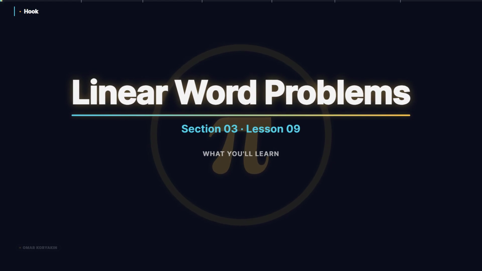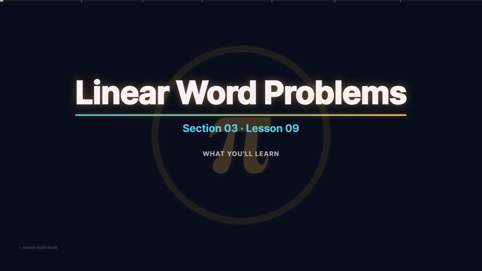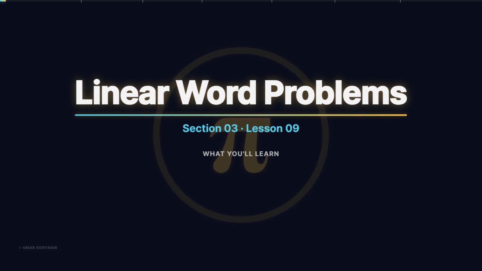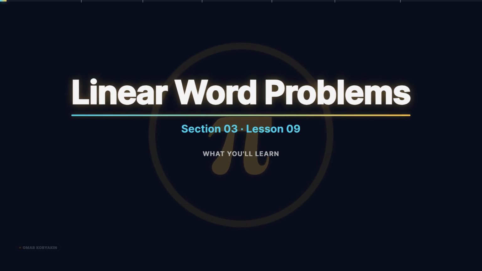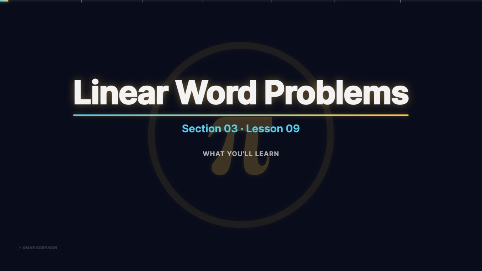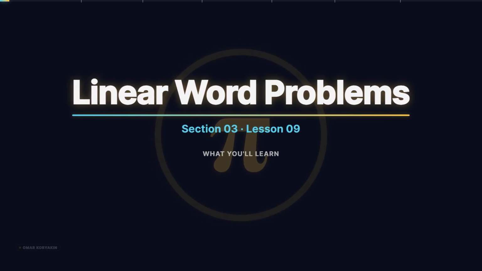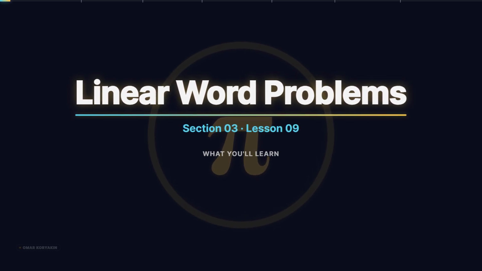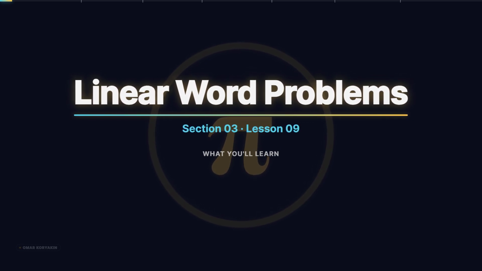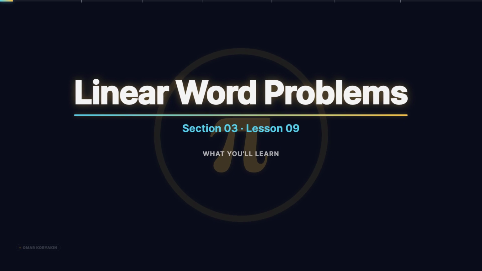Welcome to Section 3, Lesson 9. Across the previous 8 lessons, we built every solving technique for linear equations and inequalities, including absolute value variants and compound forms. Across Section 2, we built the Words to Algebra Translation Toolkit: Keyword Dictionary, Trap Library, expression templates. Today, we put both halves together and solve linear word problems end to end.